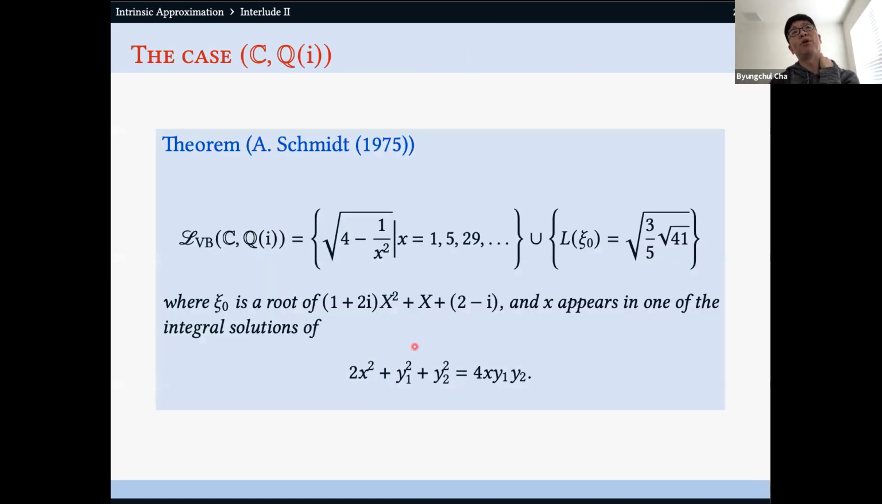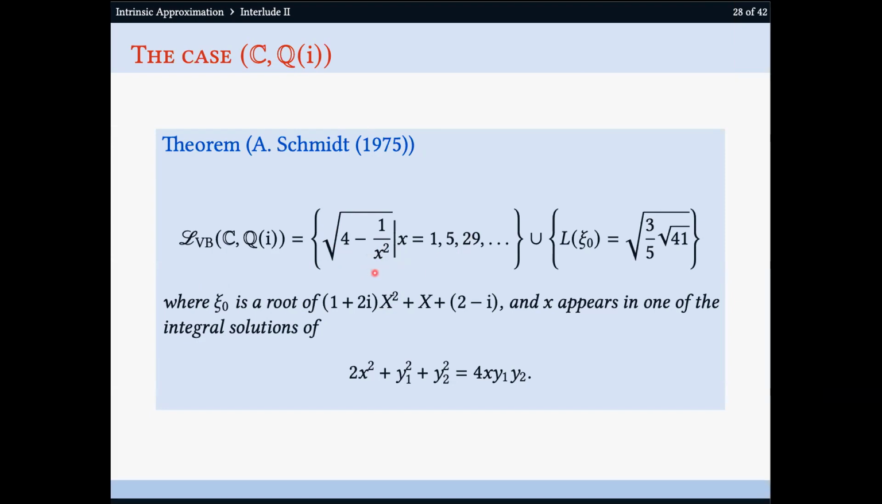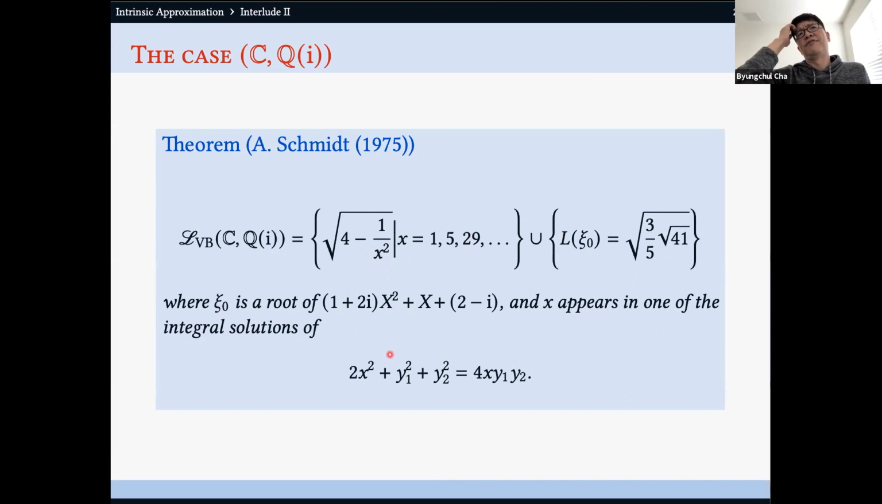As an example, the first case, Q of i: his theorem says that the very badly approximable Lagrange numbers are basically given by half of what we had before. There's no letter y. We only have x in here, the square root of 4 minus 1 over x squared. And then he has to add this exceptional Lagrange number coming from the root of this quadratic equation over Q of i. So this is a very important work in 1975.